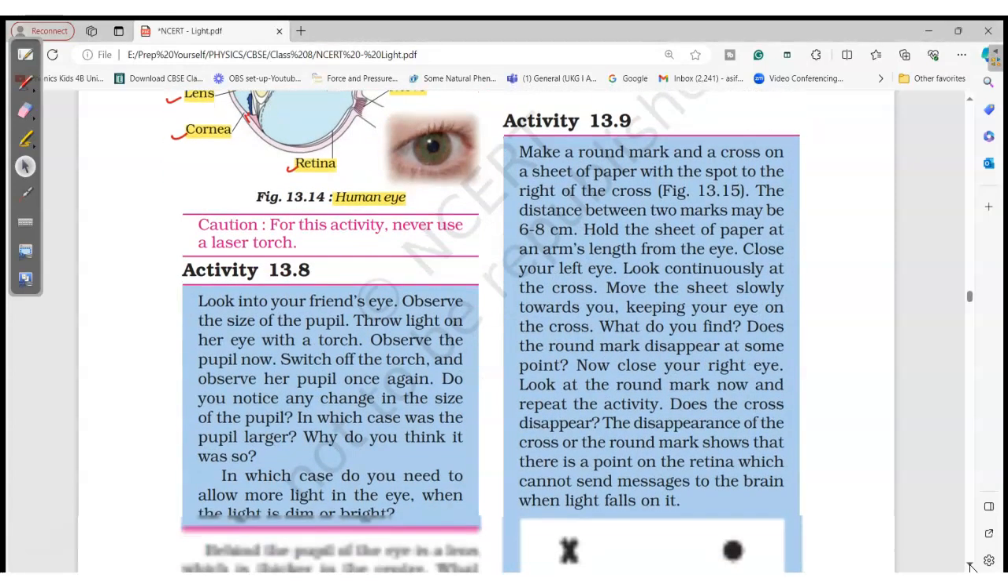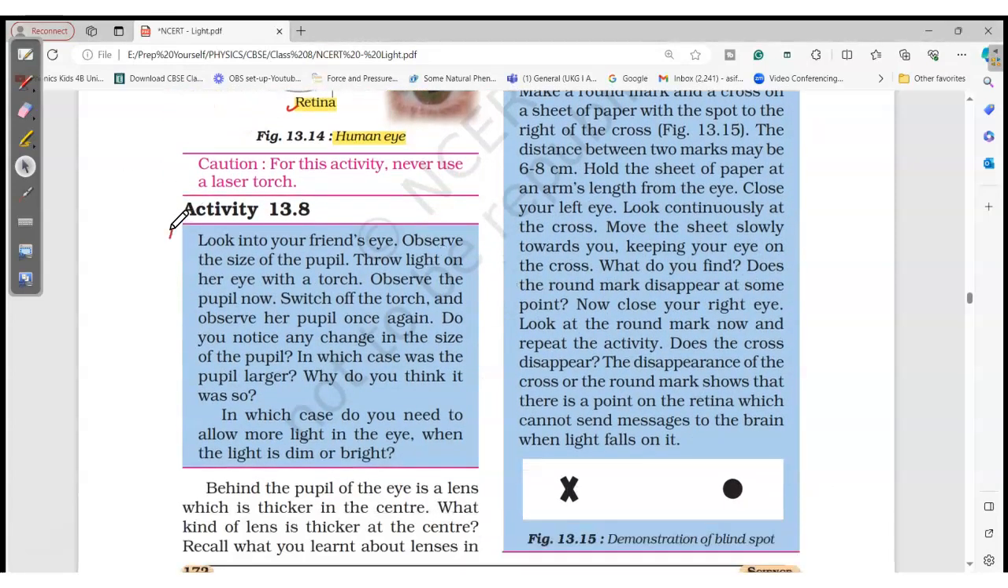Here there is an activity which shows this. Look into your friend's eye. Observe the size of the pupil. Throw light on her eye with a torch. Observe the pupil now. Switch off the torch and observe her pupil once again. Do you notice any change in the size of the pupil? In which case was the pupil larger? And why do you think it was so?